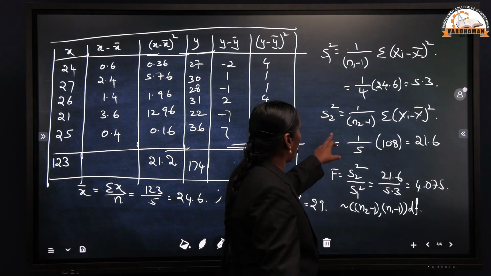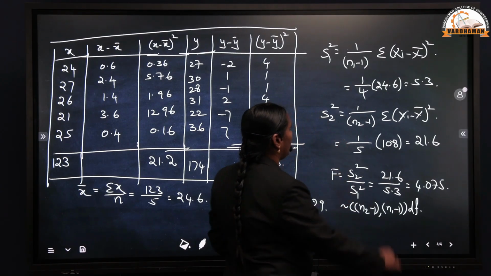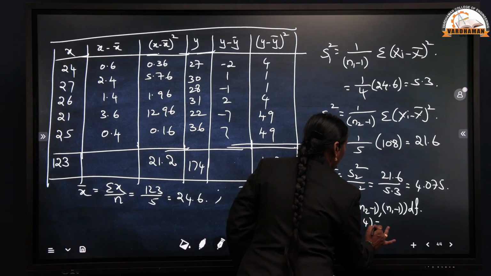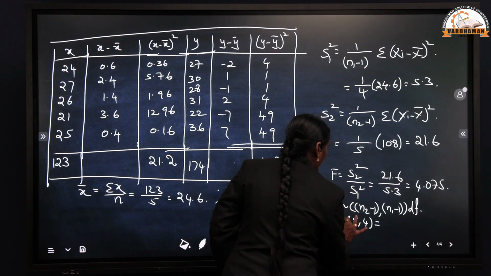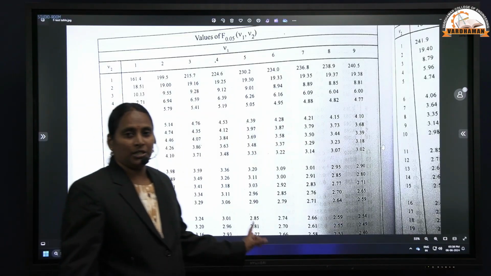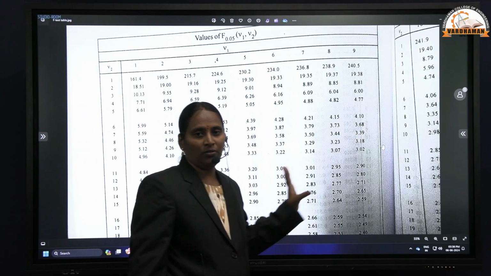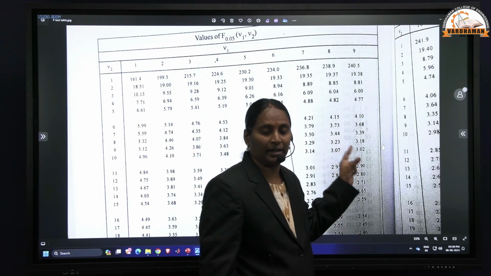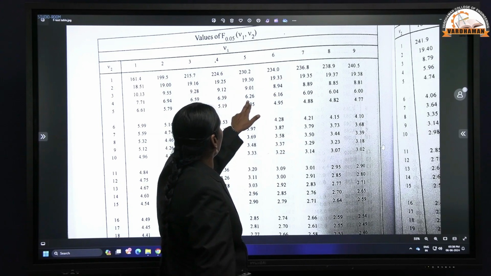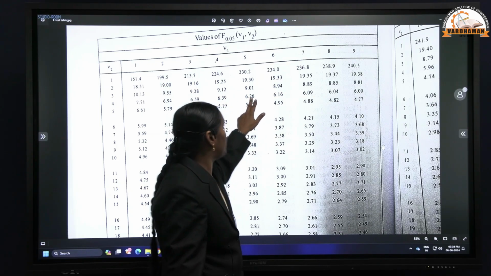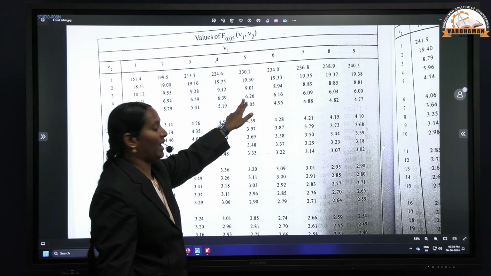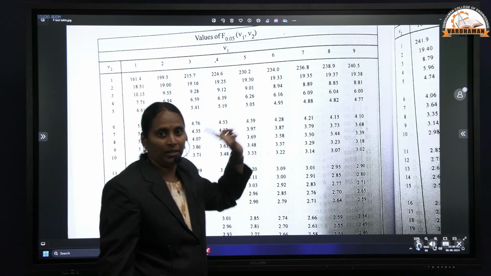The table value we compare is with n2 minus 1, that is, the table value of F of 5, 4. Now let us see the table value of 5, 4. So 5 is the greater variance; as we already discussed in the last problem, it goes in the upper part. 5 is in the upper part of the table and 4 is on the right hand side. So for 5, 4, the table value is 6.26.